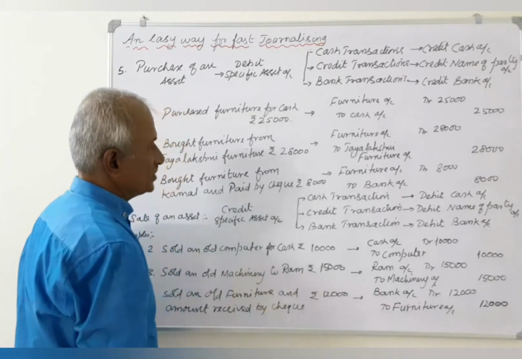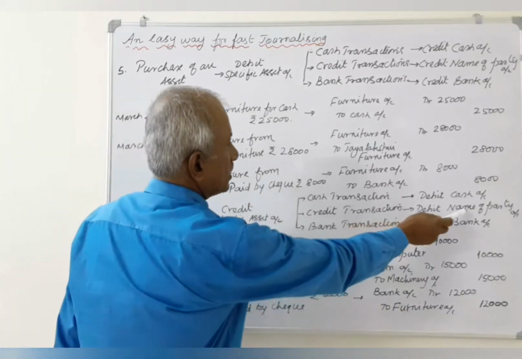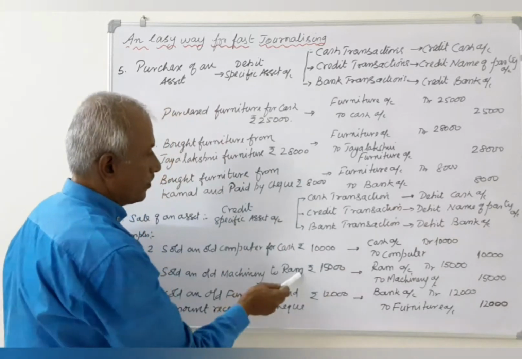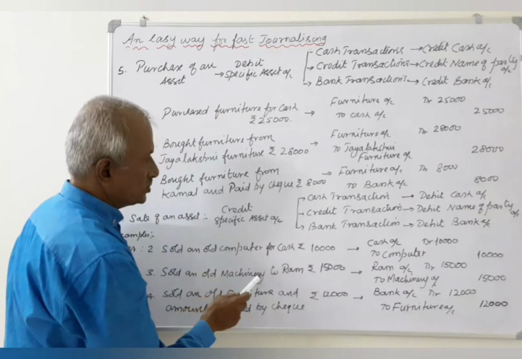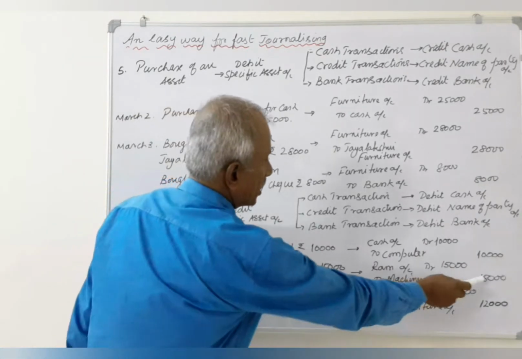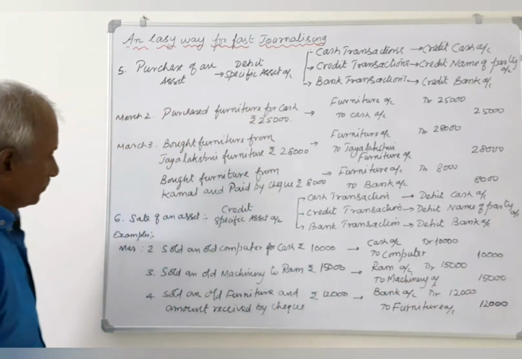Sold an old machinery to Ram 15,000. This is a credit transaction. Credit transaction, debit name of the party, Ram account. So Ram account debtor. Specific asset is old machinery. So to machinery account 15,000.